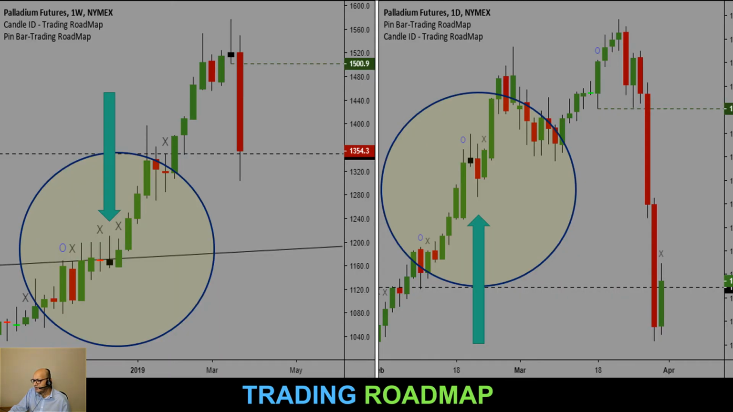So let's go now, and that's palladium, and look what happened here. You have this pin bar, and this one never triggered because the next candle was just an inside bar. It never triggered, so you avoided it here. It's a failure, but if you think about it, we were still in a range here, because don't forget, that's a weekly chart.